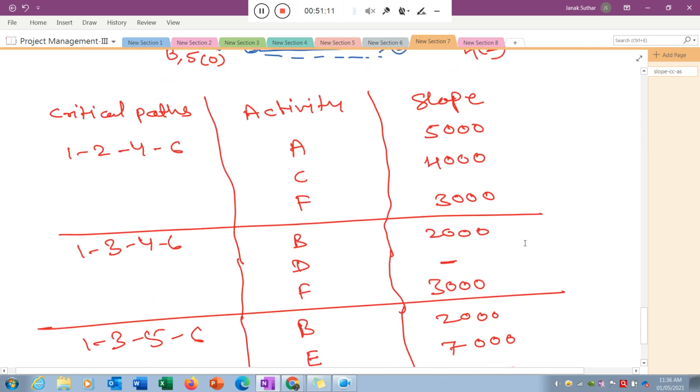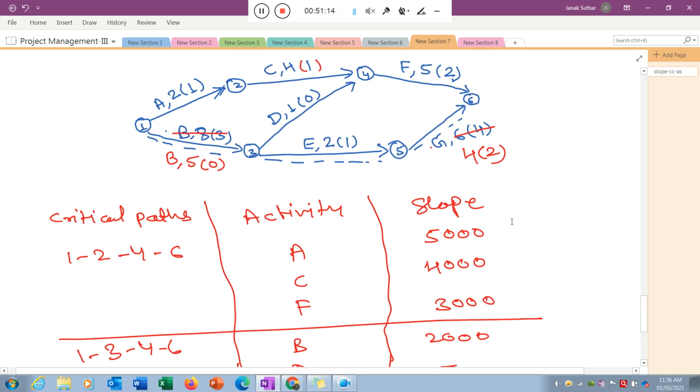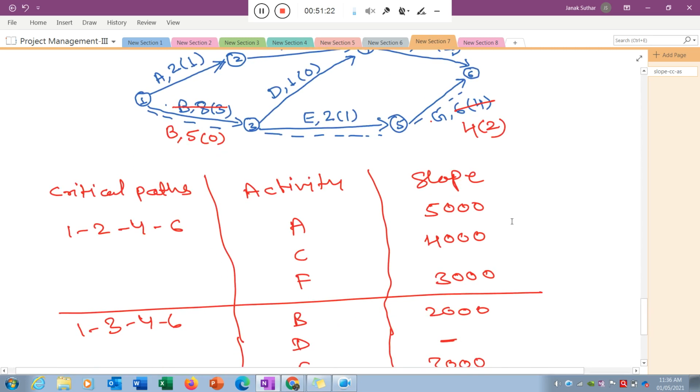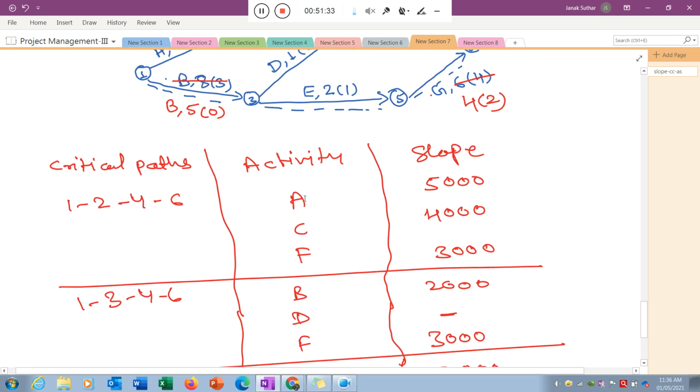Okay, now if I want to reduce this project again, below 9 weeks, I need to focus on all three critical paths. All three paths must be reduced, only then can you say that my project time will be reduced. So first you need to check which one is economical in path 1 2 4 6, which one is economical: activity F. And again try to check, can activity F play as a common activity for another path? Yes, it plays as a common one.